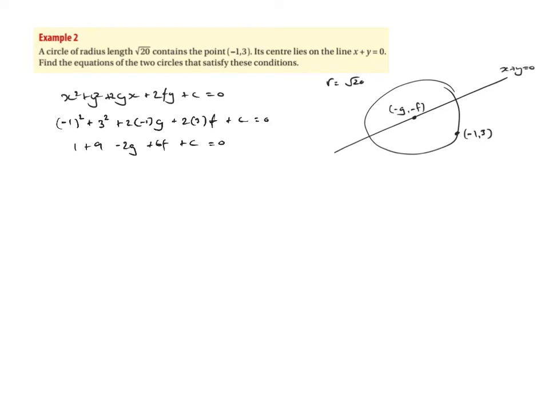Tidy everything up. Hopefully you can see that minus 2g plus 6f plus c, I'm going to take the 10 across, is equal to minus 10. And there is my first of the 3 equations that I'm going to need.